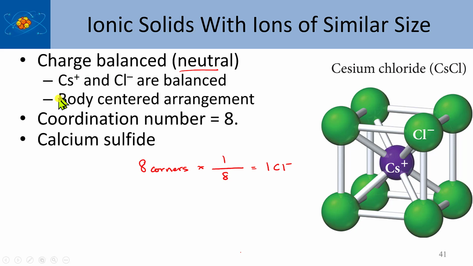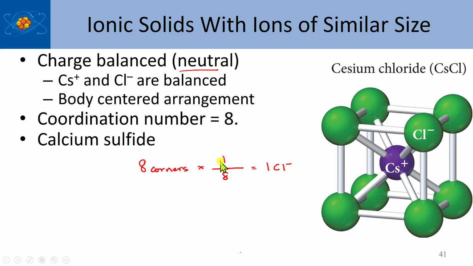Another ionic compound that has this same structure is calcium sulfide. So you would have one calcium ion in the middle, even though it has a +2 charge, right? And then you'd have one sulfide ion at each of the corners of the unit cell. In total, though, they would still only give a -2 total charge. So ions of similar size, similar charge, right? We get a body-centered arrangement.